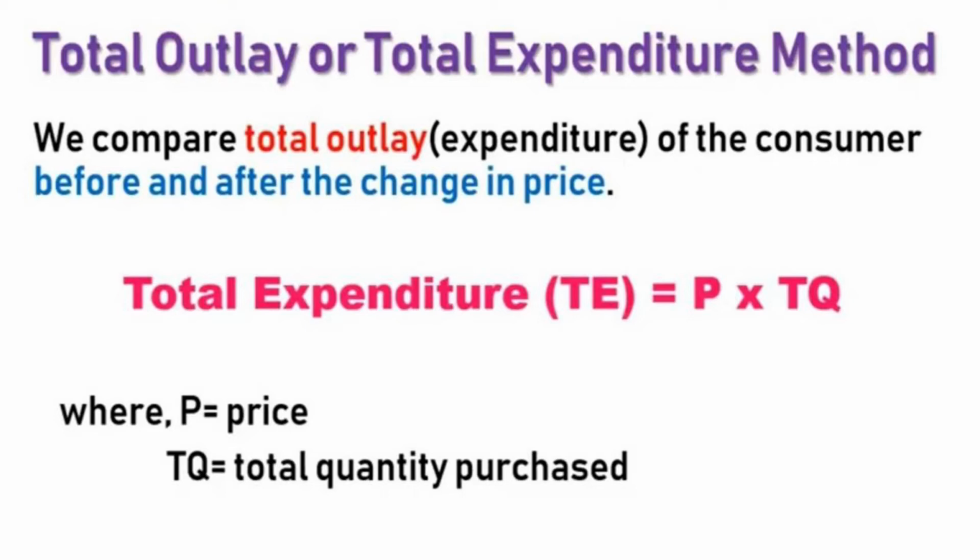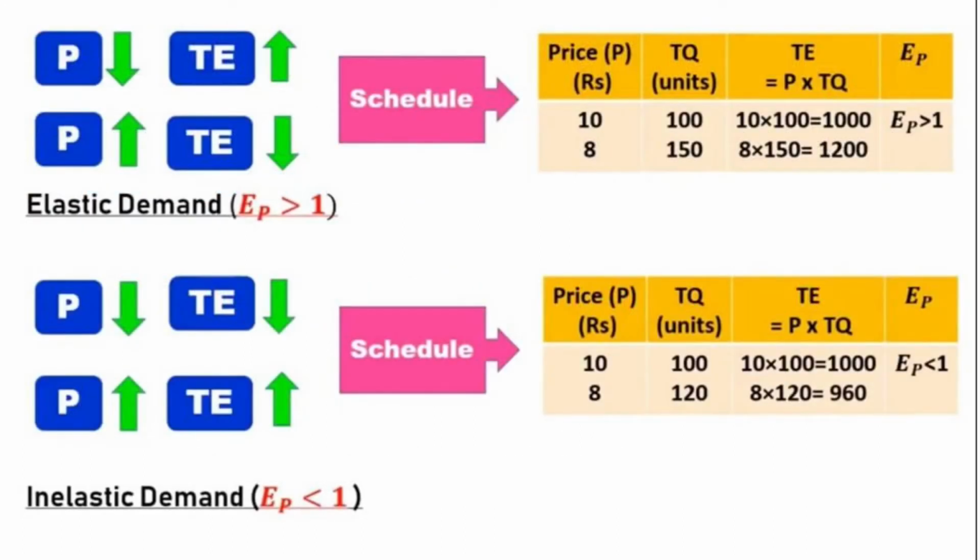TQ is nothing but the total quantity purchased. So this is the way you can understand this concept, price into quantity. The price is represented by P and total expenditure is TE. In your schedule, you can see in the picture P and TE. When the price is less, total expenditure is more. When P is higher, the total expenditure is less. It is becoming elastic.